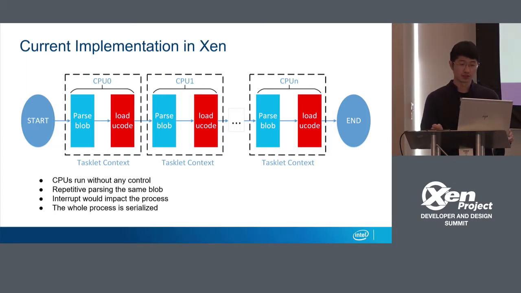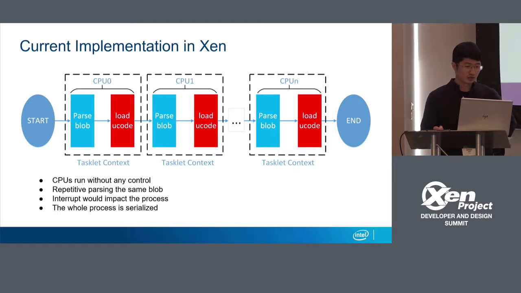Then CPU 1 repeats the work done by CPU 0 and creates a tasklet for CPU 2, and so on, until the next CPU completes its loading. Then we finish the whole microcode loading in the system.